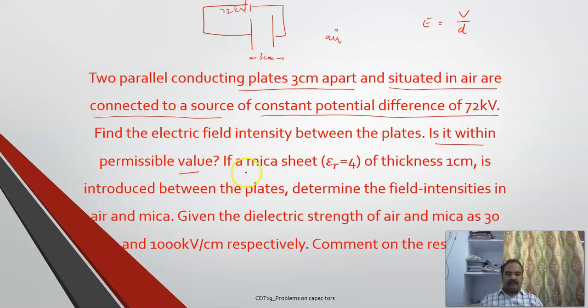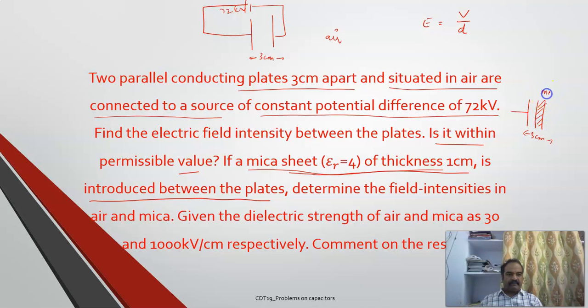Right. If a mica sheet of epsilon r equal to 4 and thickness 1 centimeter, which means in this 3 centimeter case number 2, what he is doing, total is 3 centimeter. A mica sheet of thickness 1 centimeter is introduced between the plates, which means only up to 1 centimeter he is introducing mica, so mica is 1 centimeter, the rest, 2 centimeter, is air. Determine the field intensities in air and mica. Given the dielectric strength of air and mica is 30 and 1000 kilovolts per centimeter, and comment on the result. Now we will see how to solve.